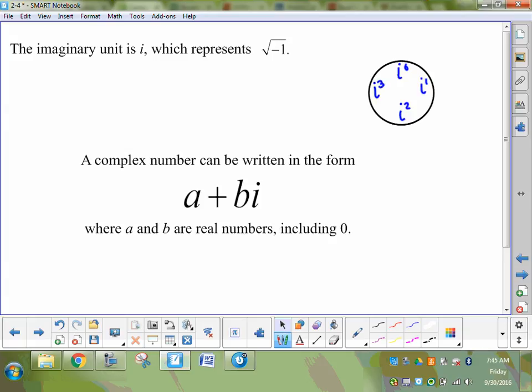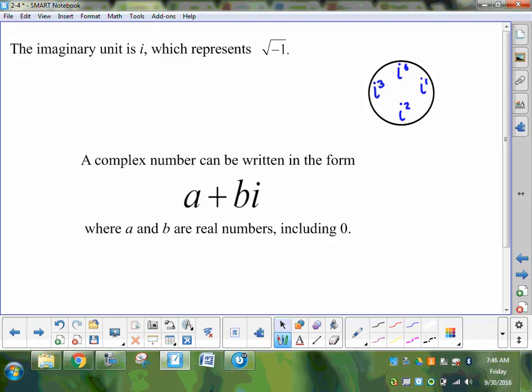You can evaluate i to the 0 power without a calculator. Hands up, please, if you can tell me what i to the 0 power is going to be. 1. Any number to the 0 power is going to be 1. What's i to the first power? Well, that's going to be an i.